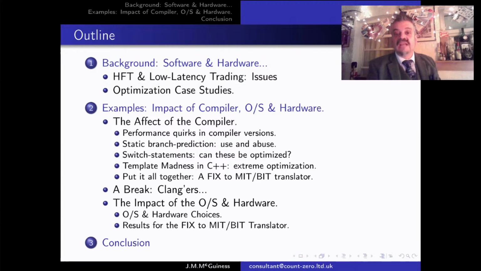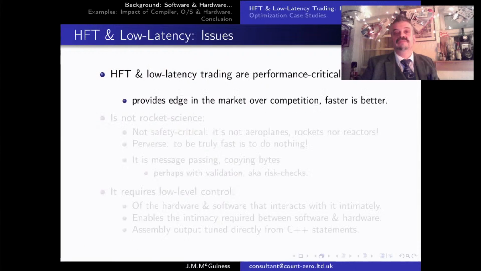Do not be worried about these acronyms. I will explain them in due course. And then we'll have a look at other compilers, because I mainly look at GCC, but I've also looked at a bit of Clang. And then I'm going to take a bit of a holistic approach. What's the impact of the operating system and hardware on performance? And I'll look at this in terms of the results of this fixed to MIT bits translator. Then we'll come to a conclusion. Now, I've been told questions should be reserved to the end, so I shall try to keep this to 45 minutes, leaving the remaining time for questions.